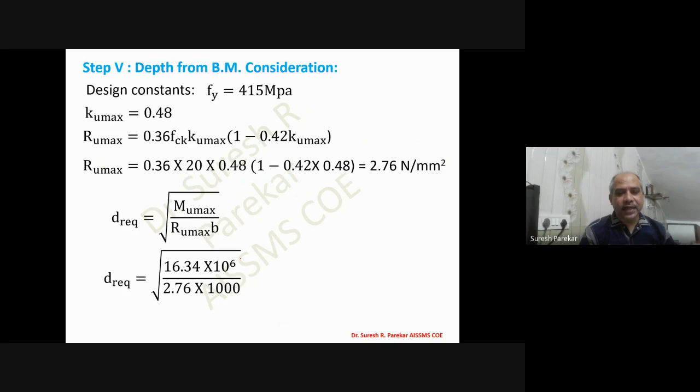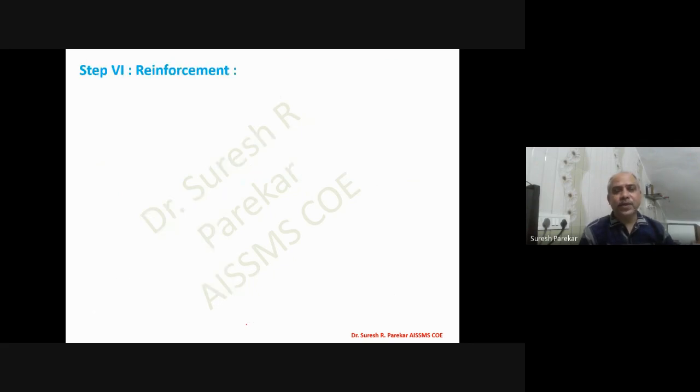Now from this we will get the value of D required for bending moment, and that value we got is 76.94 millimeter. This 130 millimeter we have considered by using the deflection criteria, the serviceability condition. Then reinforcement. So we have the formula now: main reinforcement and distribution reinforcement.